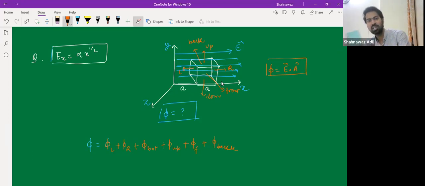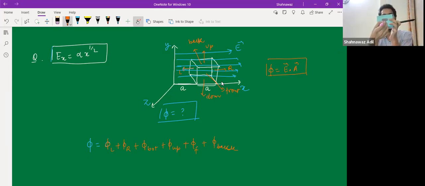So this is the front face, and the direction of the area vector would be normal to this surface. Right, guys? Normal to this surface. And my electric field direction is this. Okay, this is front. Electric field is this, right? So this is my electric field. My area vector direction is this.